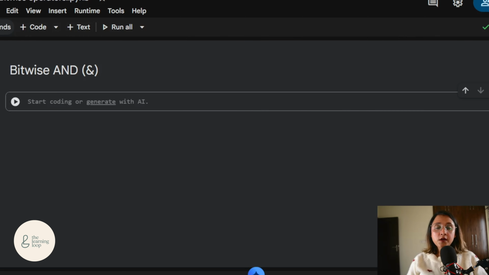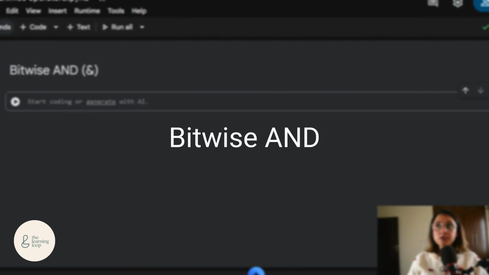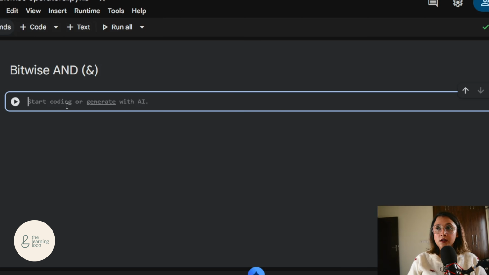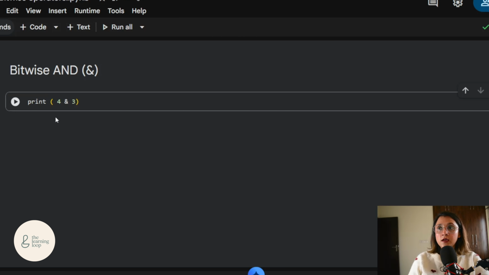The first one is bitwise AND, which is presented using the AND symbol. Let's understand how this works. Let's say I write a code: print 4 and 3. Now, because bitwise operators work at the bit level, what the bitwise operator would do is take these numbers to the bit level.